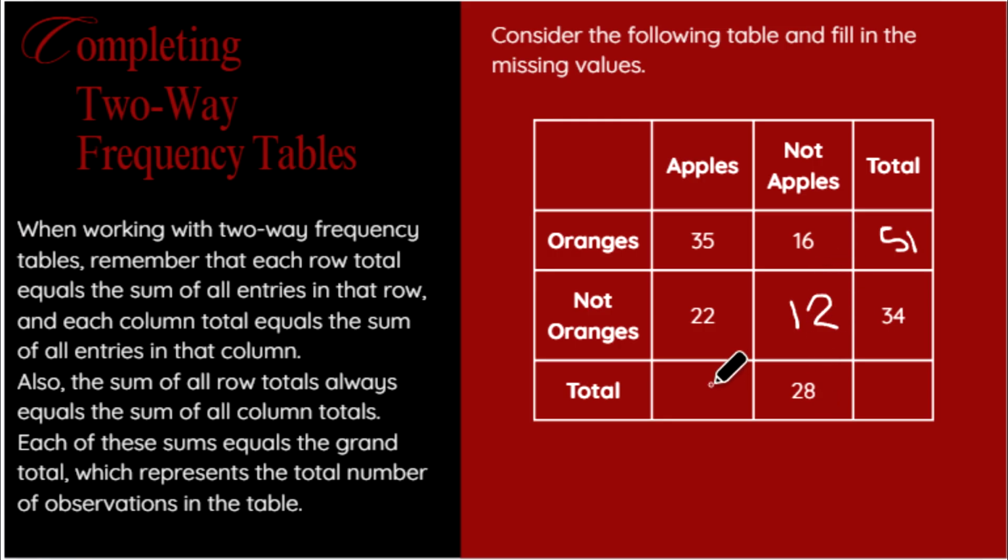To find this one, we're going to add 35 and 22. 35 plus 22 gives us 57. And to find this final one, we can either do the row or the column. It doesn't matter. We'll do the column this time. We're going to do 51 plus 34 gives us 85, which is the same answer for 57 plus 28.